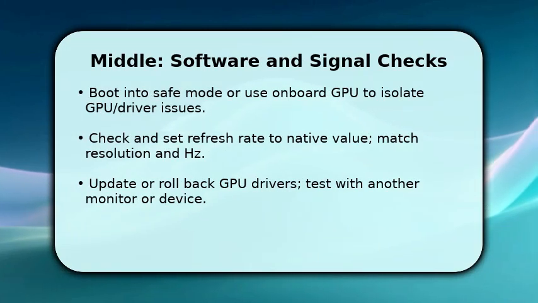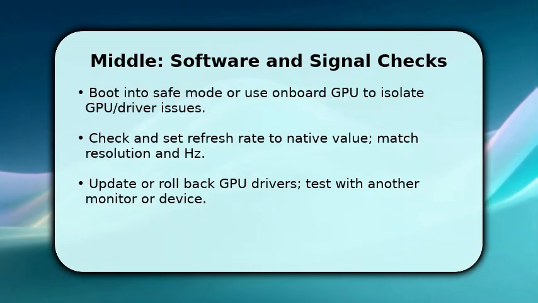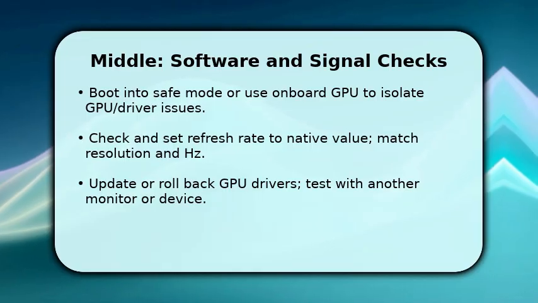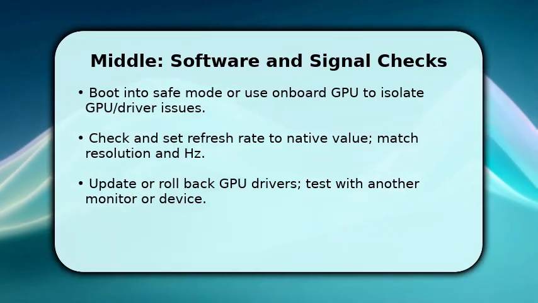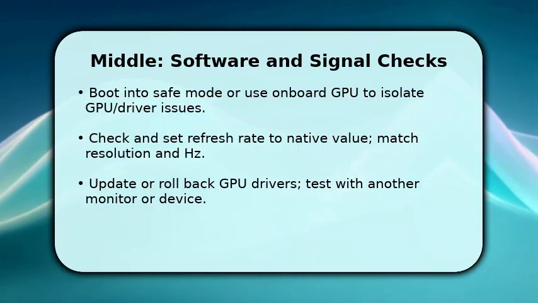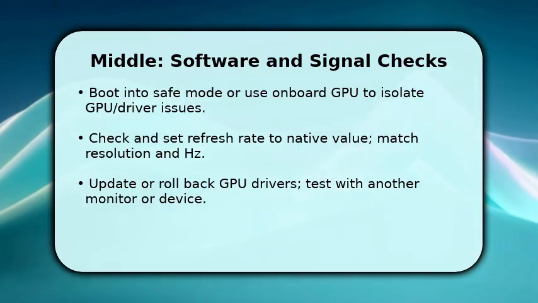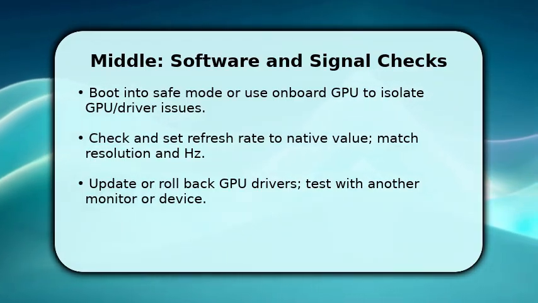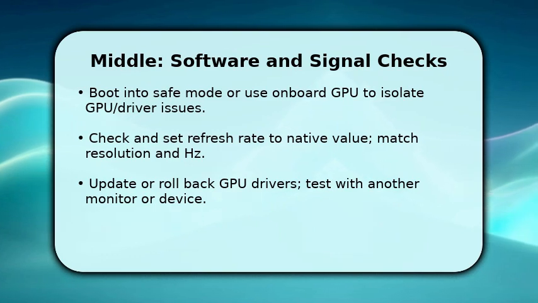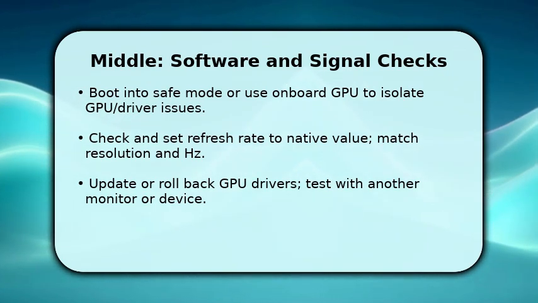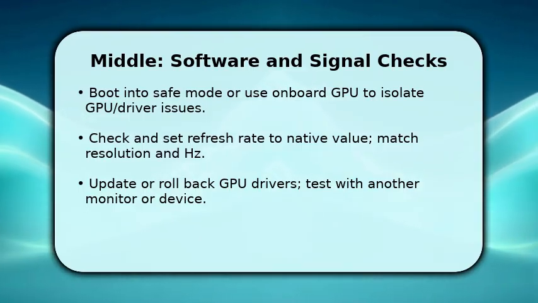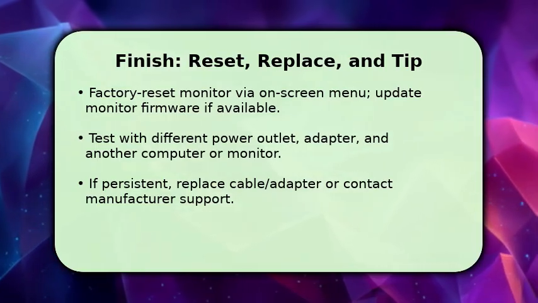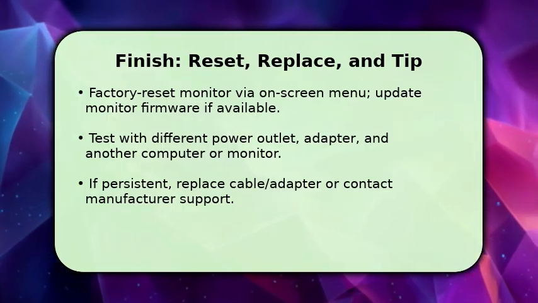Next, you isolate signal and driver problems. Boot into safe mode or connect the monitor to your motherboard's video output to see if the discrete GPU or its driver is the culprit. Then, check display settings. Set resolution and refresh rate to the monitor's native values because mismatched Hz can induce flicker. Update the GPU driver. If the problem started after an update, roll back to the previous driver. Make sure to test the monitor with another computer or a spare monitor on the same system to narrow down the fault. Finally, perform the monitor's factory reset through its on-screen menu and check for firmware updates. This can clear internal configuration bugs.